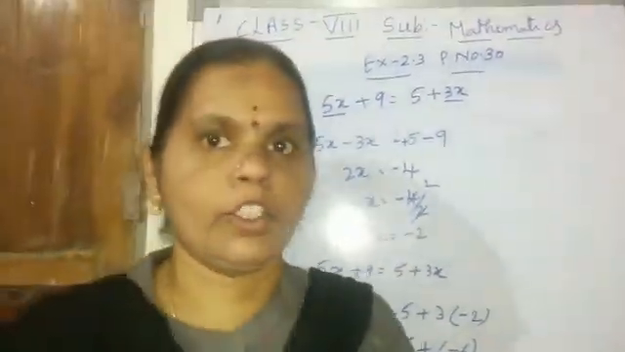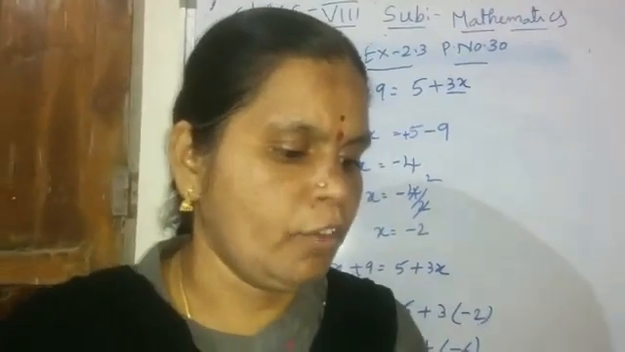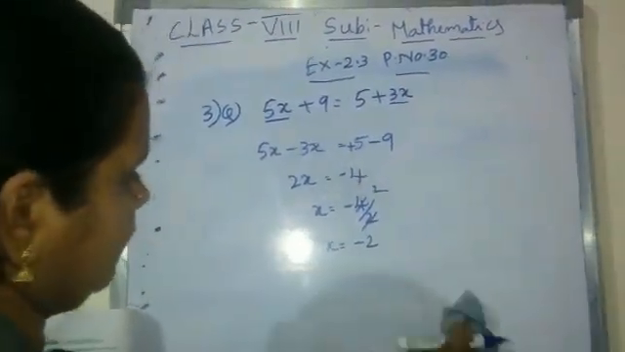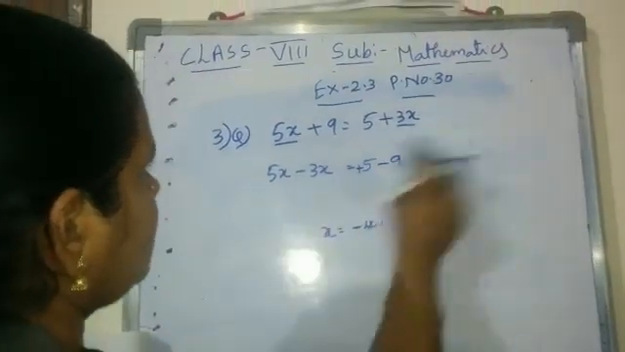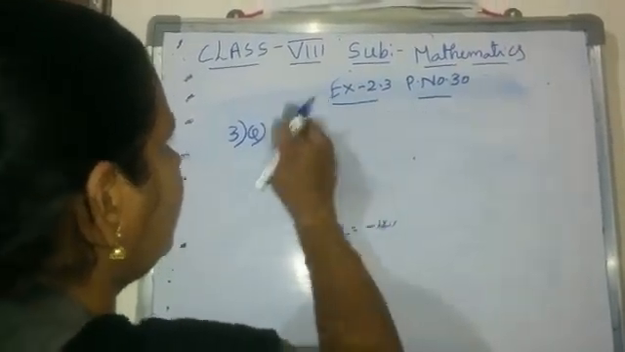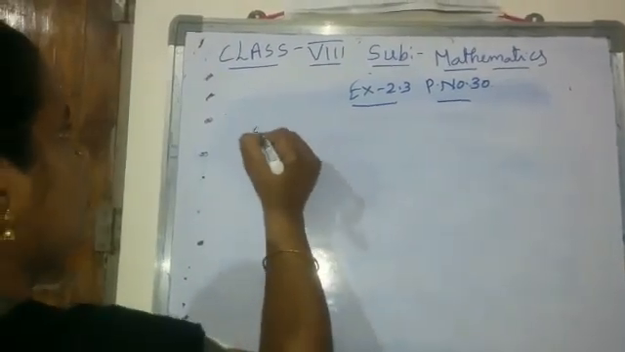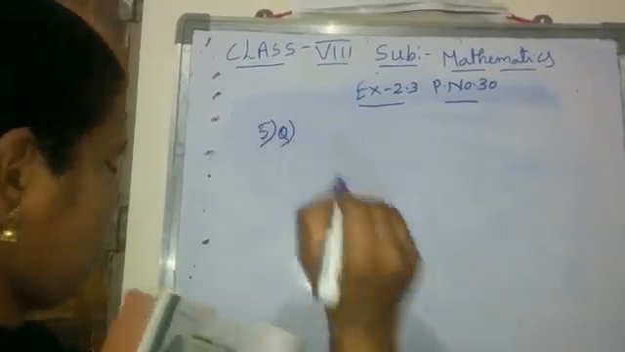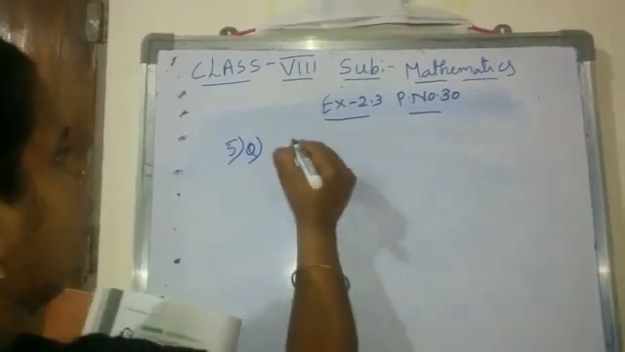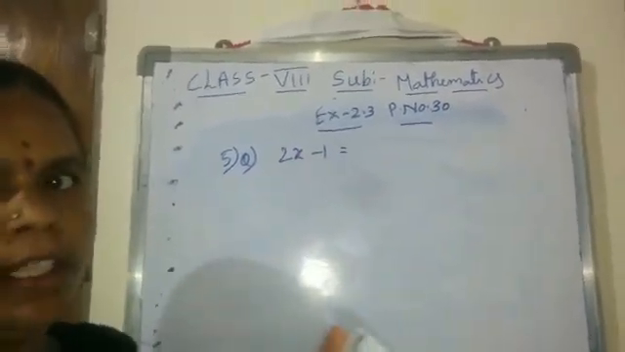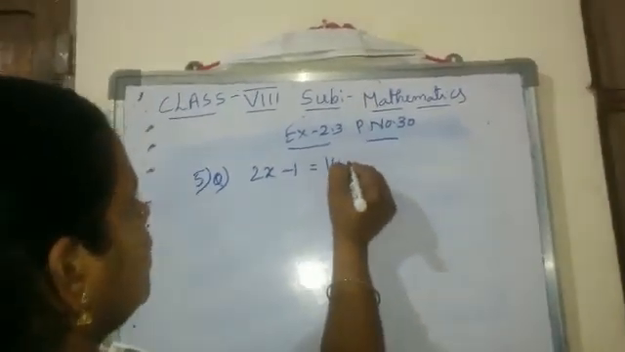Now see, the fourth one is homework for you. Now fifth question. See fifth question, 2x minus 1 is equal to 14 minus x.